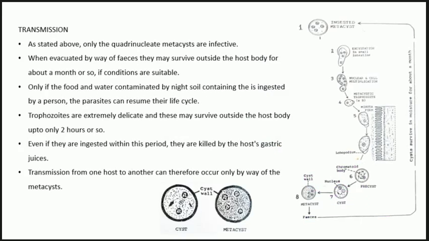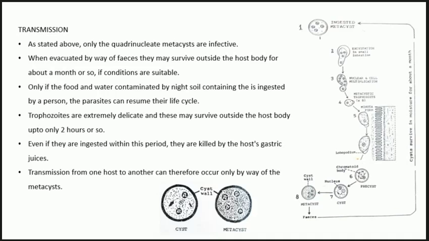So the transmission: only 4-nucleated metacysts are infective when evacuated by way of feces. They may survive outside the host body for about a month if conditions are suitable. Only with food and water contaminated by night soil and ingested by a person can the parasite resume its life cycle. Trophozoites are extremely delicate and may survive outside the host body only for 2 hours. Remember, without the cyst wall they cannot survive, they require the cyst wall. So in all these stages, as you can see, the cyst wall is very important.